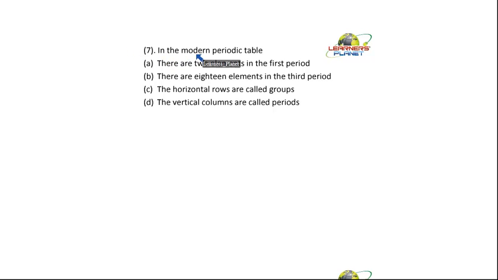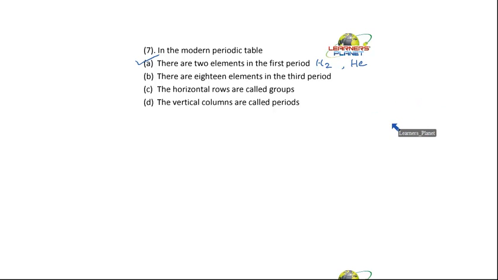Now the next question here is, students: in the modern periodic table, there are 2 elements in the first period. Is it right? Yes. What are the 2 elements in the first period? They are hydrogen and helium.